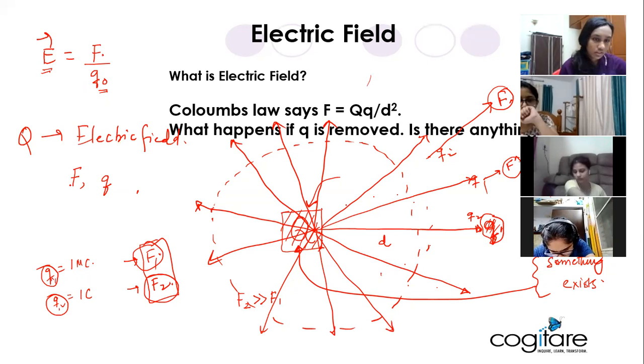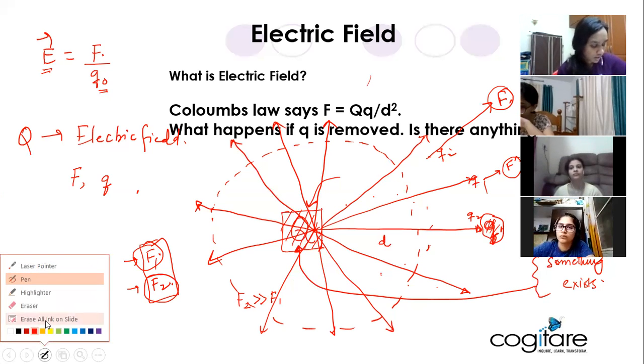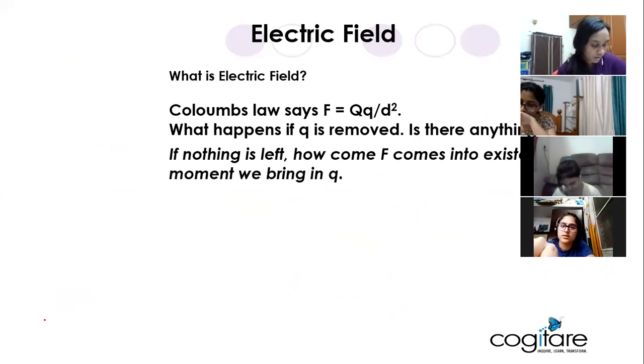If I put more charge, it is going to experience more force. If I put less charge, it is going to experience less force. So electric field is defined as force experienced per charge. Anna, do you follow this, ma? Yes, sir. Okay, can you please read this?